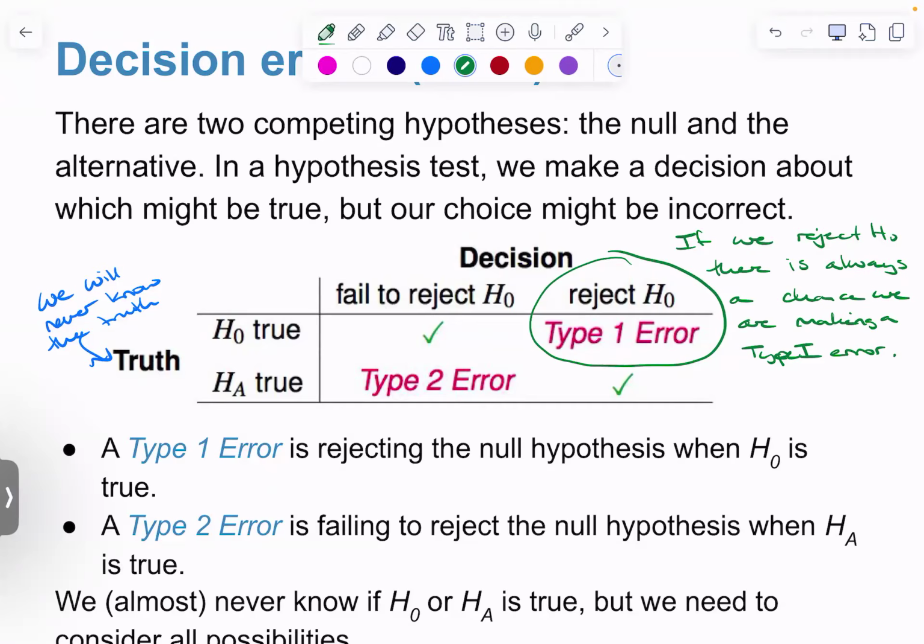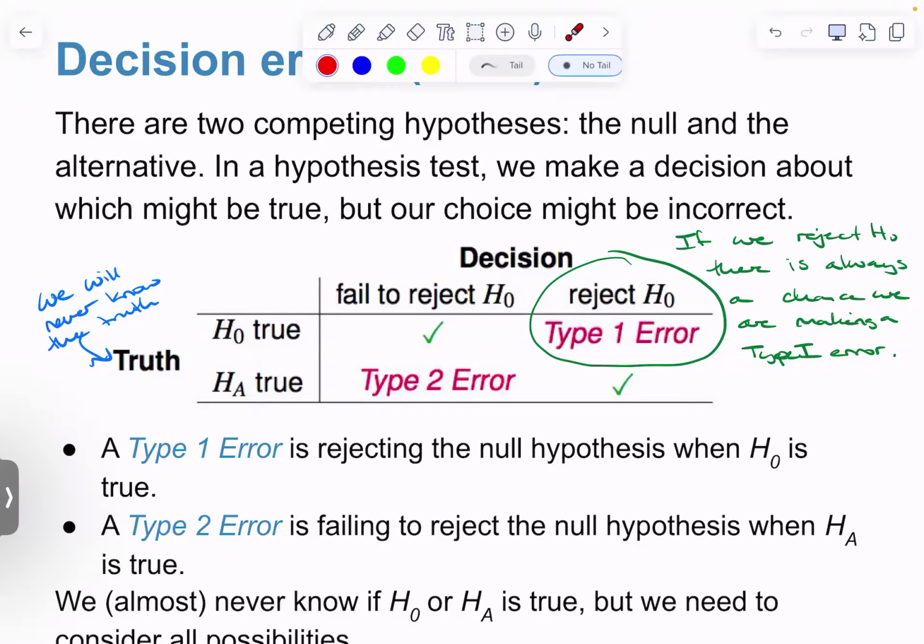So if you fail to reject H naught, you can't make a type 1 error. You can make a type 2 error. Type 2 error, slightly different, is when you don't find evidence against H naught, so you fail to reject it, when you should have rejected it. And so usually we focus on the type 1 error.